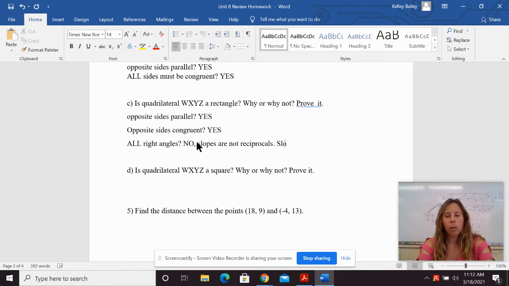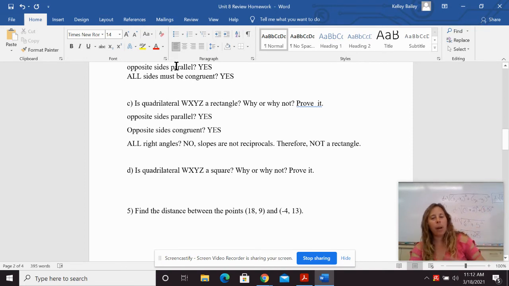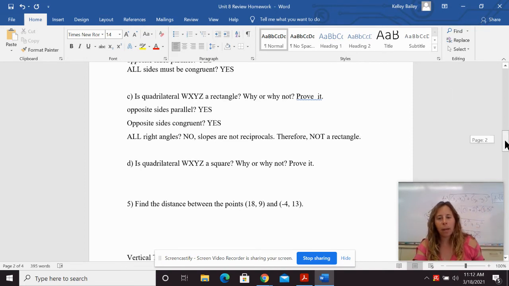Therefore, not a rectangle. So far our shape is a parallelogram and it's a rhombus, but it is not a rectangle because we do not have all right angles.